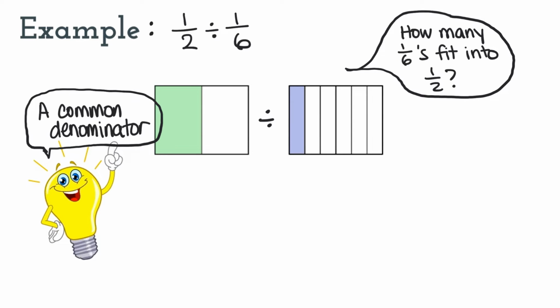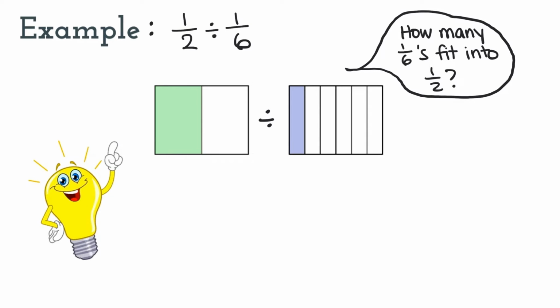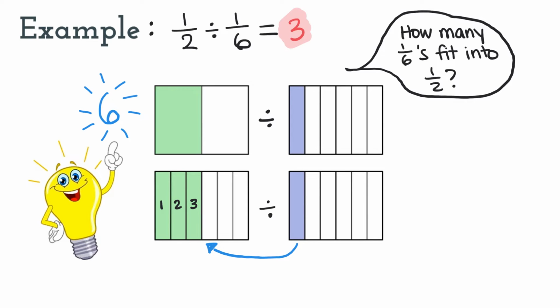So what's the common denominator of 2 and 6? Well, we can also ask ourselves, what's the lowest common multiple of 2 and 6? That's right, it's 6. So we can draw our 1/2 into its equivalent fraction of 3/6. Now, how many times does 1/6 fit into 3/6? Well, it fits into it 1 time, 2 times, and 3 whole times. So 1/2 divided by 1/6 is 3.